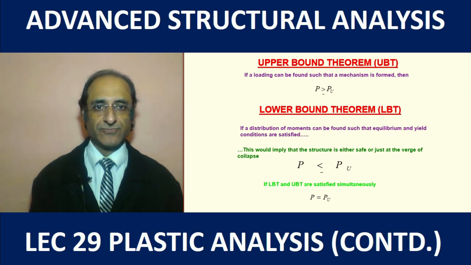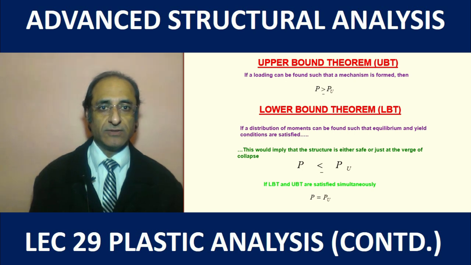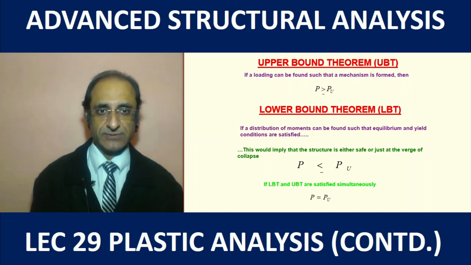Welcome back to further continuation of the plastic analysis. So in the last lecture we had studied about the theorems of plastic analysis, the upper bound theorem and the lower bound theorem. The upper bound theorem states that if we are able to guess some possible mechanisms of failure of a structure, then all of these shall be defining the upper bounds. That is, the actual collapse load will be equal to or less than the lowest of these.